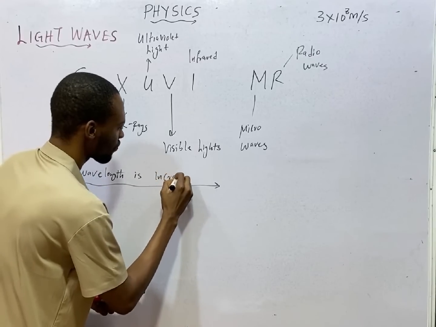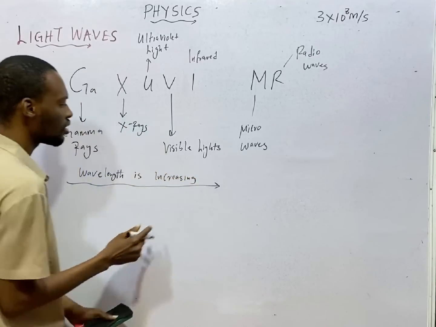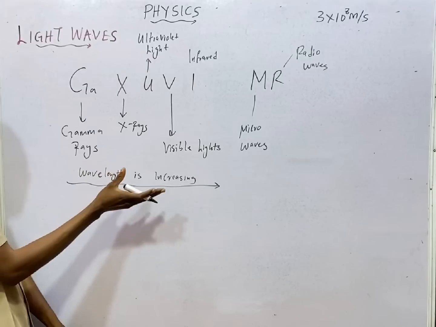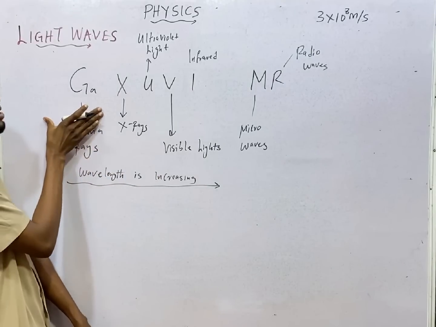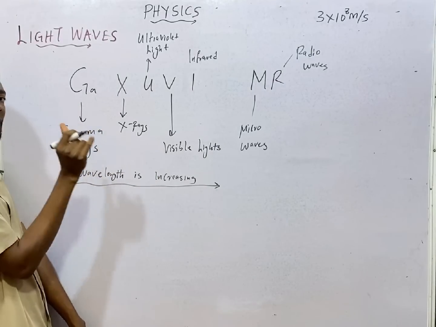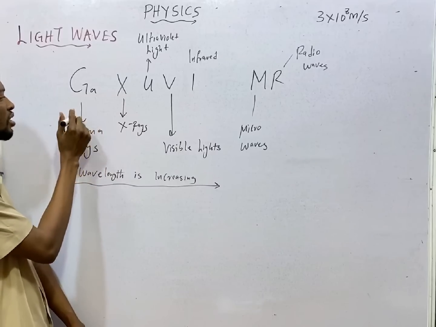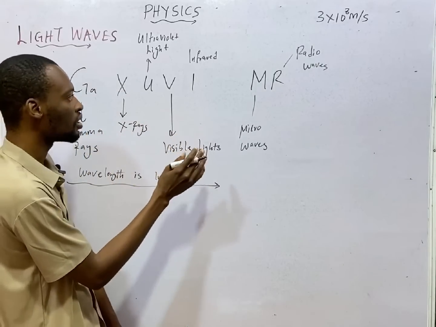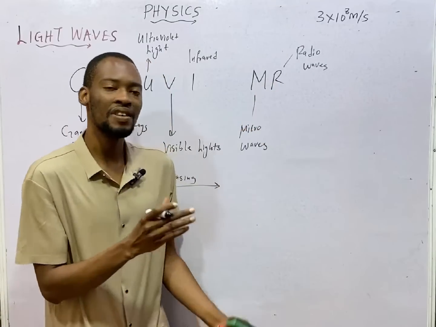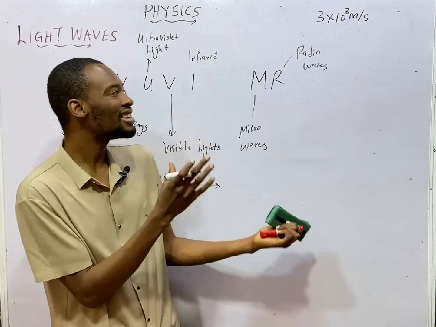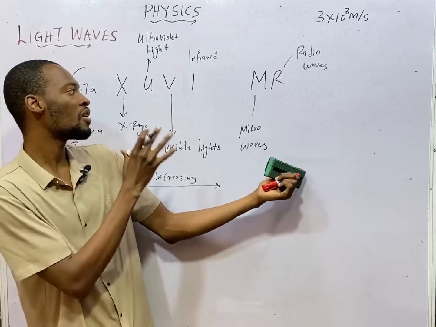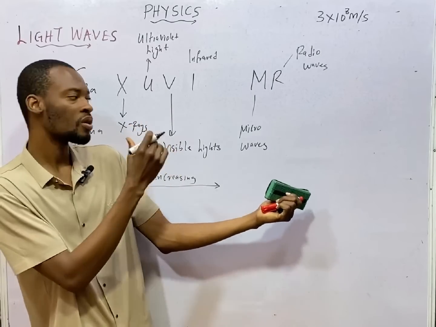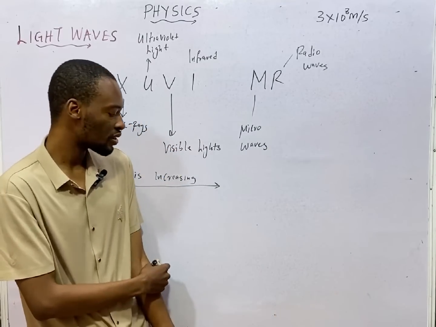Increasing. Wavelength is increasing, meaning here is the shortest wavelength. Gamma rays have the shortest wavelength, followed by X-ray and so on. So radio waves have the largest wavelength in the electromagnetic spectrum, or electromagnetic radiation, or in the light waves.